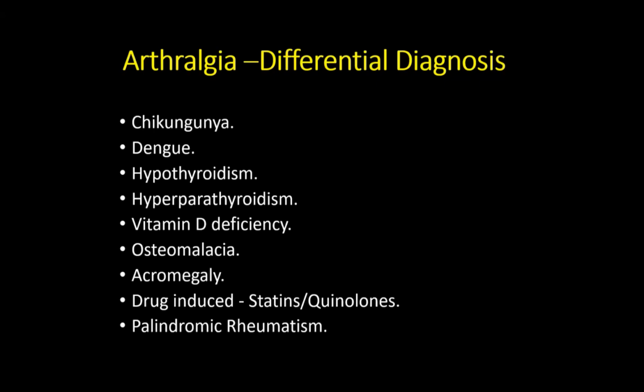Iatrogenic joint pain, drug induced. Statins can cause it and quinolones can cause joint pain. There is an entity called palindromic rheumatism. Palindromic means it comes in episodes. Rheumatism means affecting the joint. Repeated episodes of pain in the joint, migrating from one joint to another, not associated with joint swelling. Very occasionally may have joint swelling, and that is a condition called palindromic rheumatism.